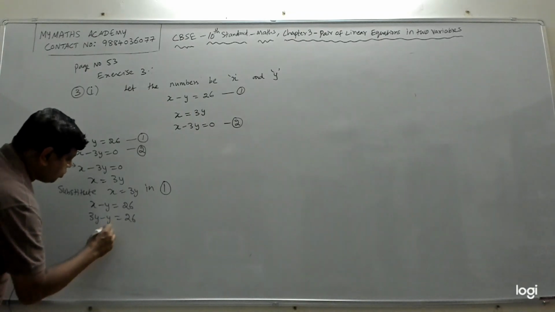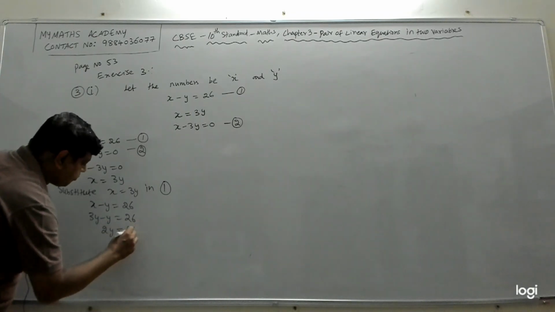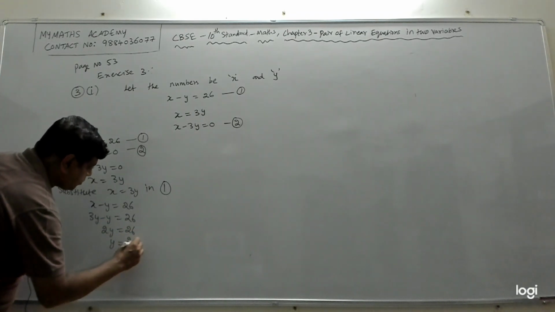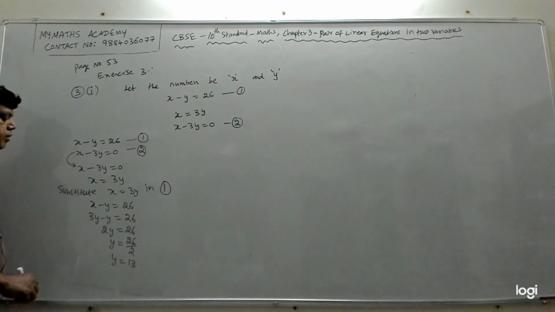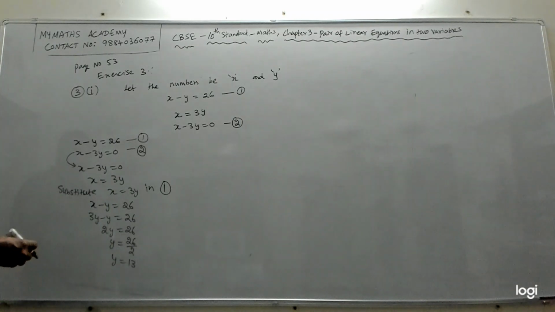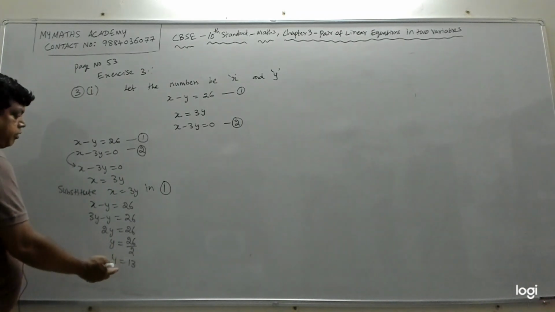3y minus y is 2y. 2y is equal to 26. So y is equal to 26 by 2, which means y is equal to 13. Now we have got y is equal to 13. Now we need to find x.